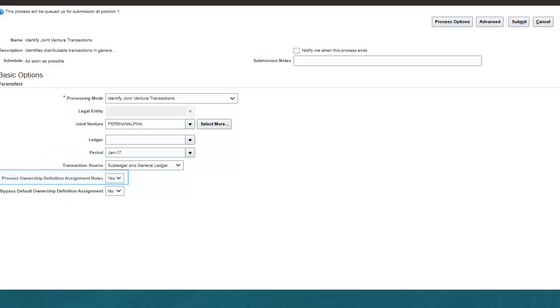Select Yes for the parameter process ownership definition assignment rules. Select No for the parameter bypass default ownership definition assignment to ensure that the default ownership definition will be applied for the transactions that did not receive an ownership definition or direct billed stakeholder based on the ownership definition assignment rules.